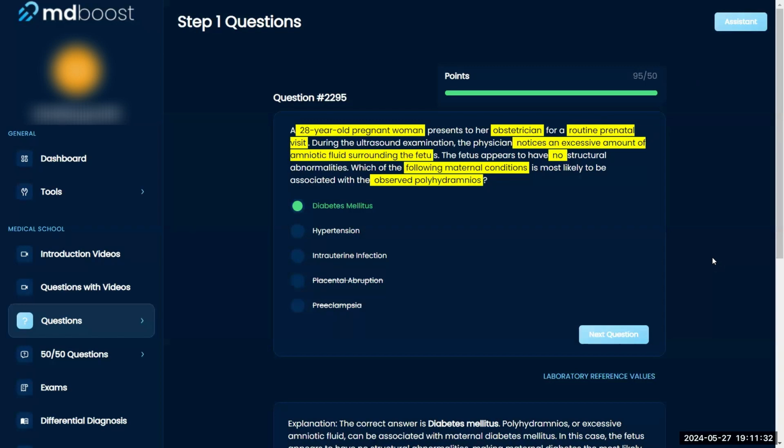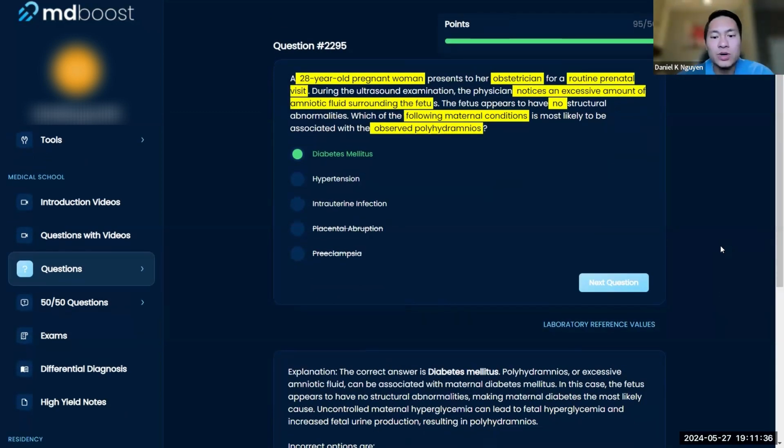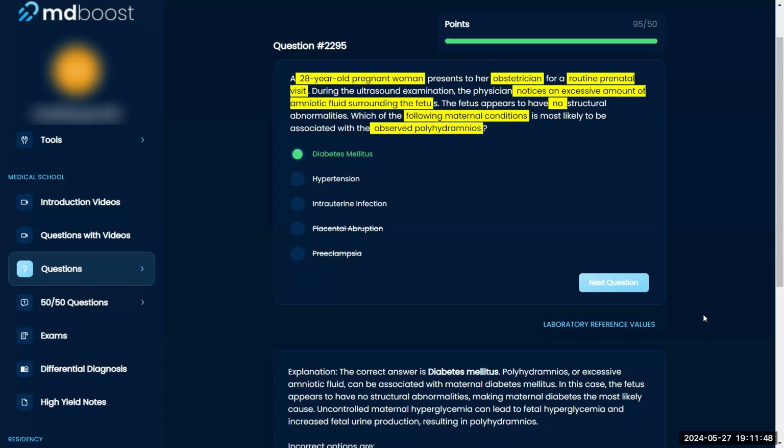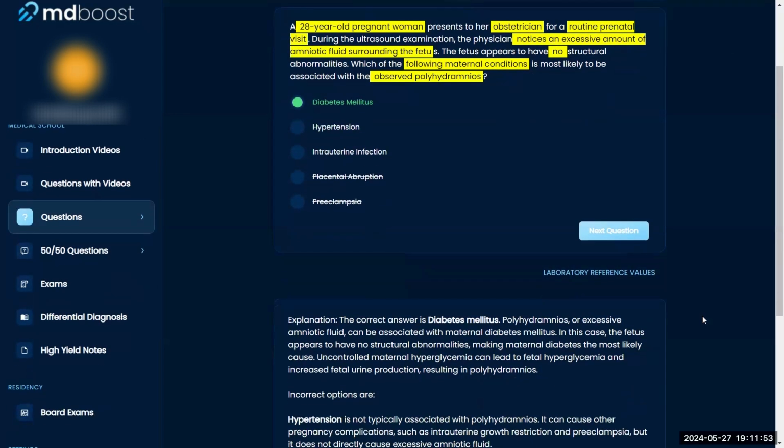Here we go. So they're just asking which one of these is associated with polyhydramnios, right? So maternal diabetes can give you that. I just think of it as diabetes equals big baby equals more fluid. That's kind of the thought process I had. I know it can cause macrosomia. Uncontrolled maternal hyperglycemia can lead to fetal hyperglycemia and increased fetal urine production, which makes sense, right? You pee more when you have diabetes.